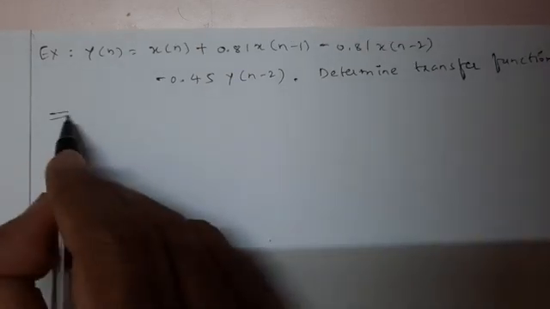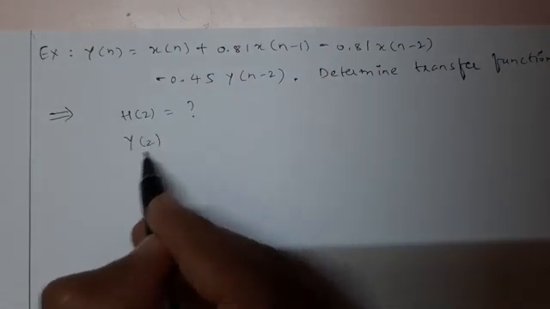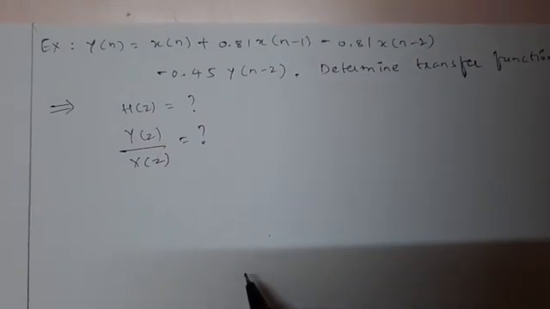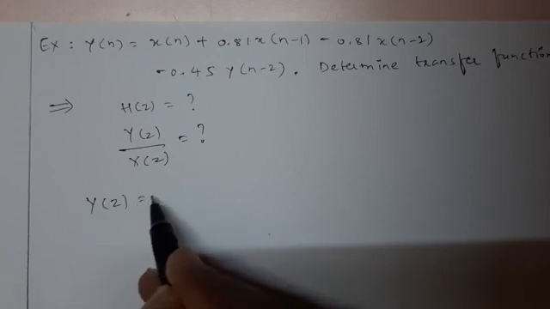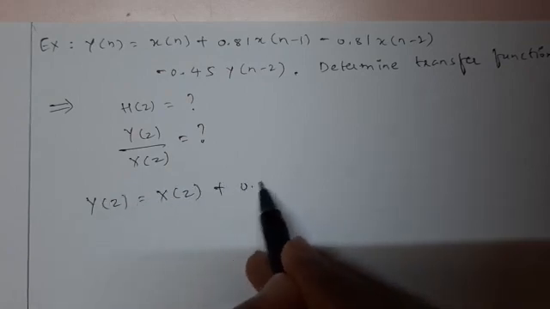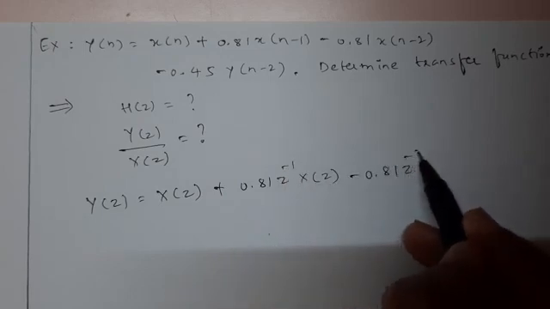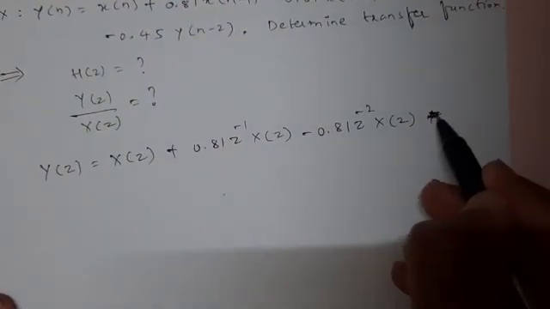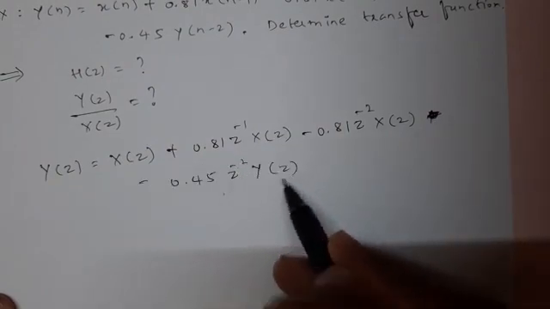You know the transfer function means H of z, or system function, which means Y of z divided by X of z. So how to calculate this? Finding the z transform of this, Y of z is equal to X of z plus 0.81 z inverse X of z minus 0.81 z to the power minus 2 X of z minus 0.45 z to the power minus 2 Y of z.